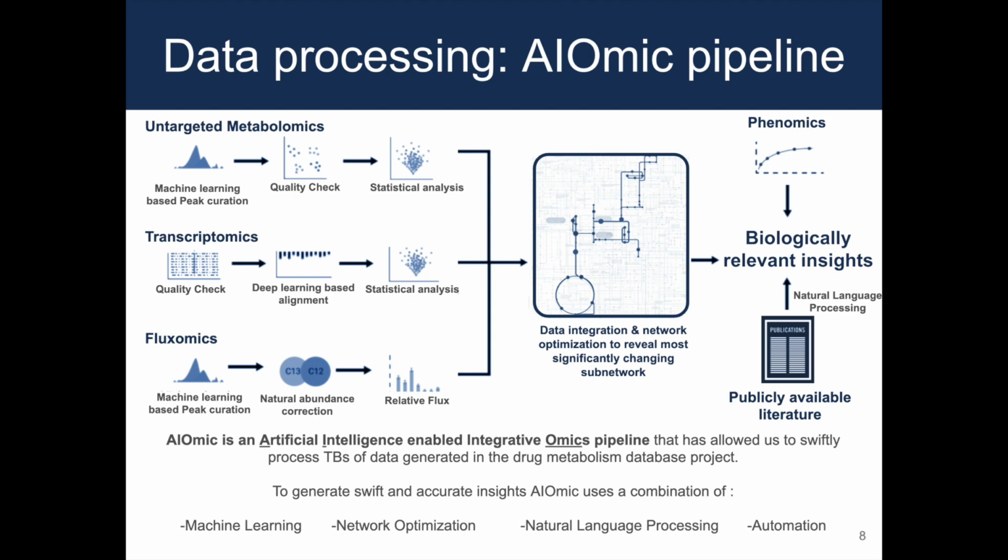All of the data generated in the previous steps was then processed using the AI-omic pipeline. AI-omic is an artificial intelligence-enabled integrative omics pipeline that has allowed us to swiftly process terabytes of data generated in the Drug Metabolism Database project. It uses a combination of machine learning, network optimization, natural language processing, and automation to generate swift and accurate insights. You can know more about the AI-omic pipeline on our poster with the ID WP310.